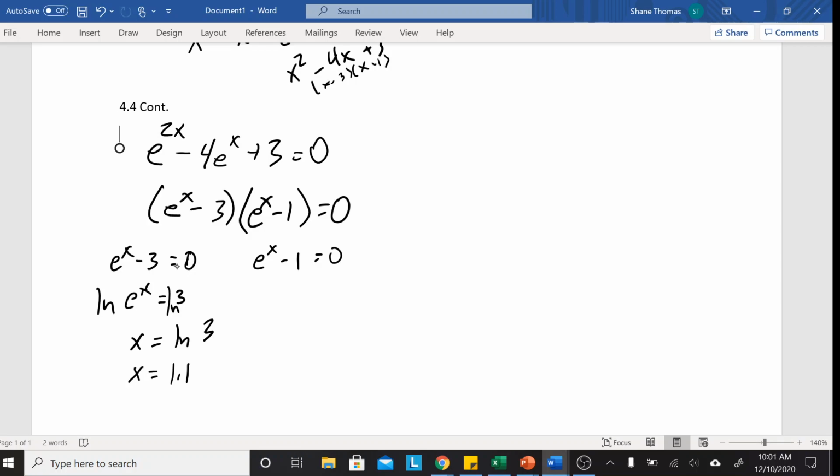All right, then on the second one, same process. Add a 1 across, so I have e to the x equals 1. I'm going to natural log both sides. So I have x equals the natural log of 1. Natural log of 1, that was one of our properties from the other day. Anytime you have the natural log of 1, it's equal to what? 0. There we go. x equals 0.